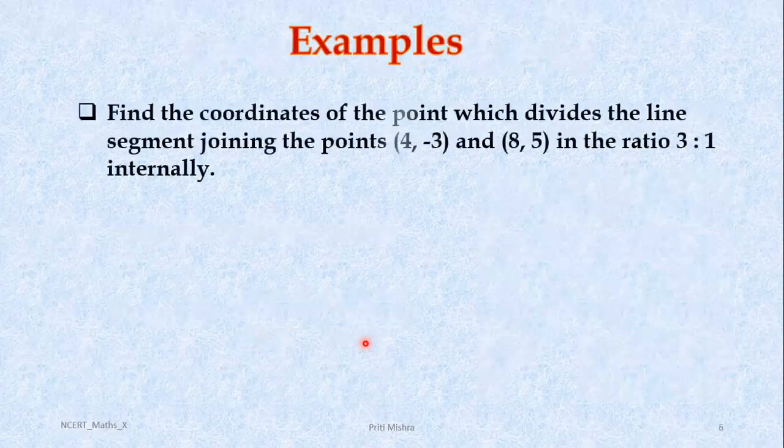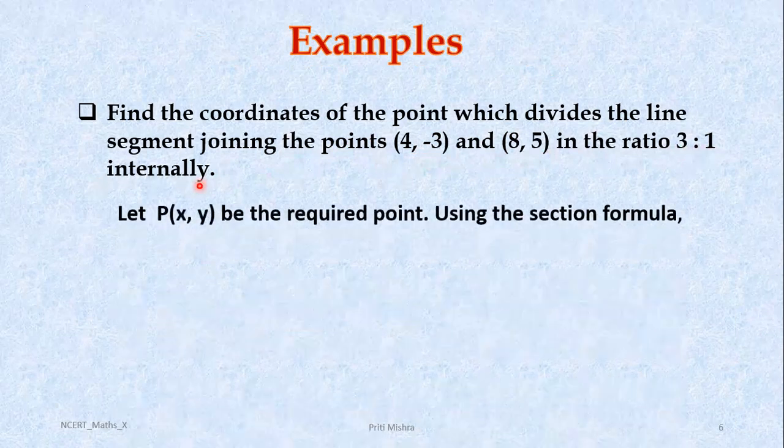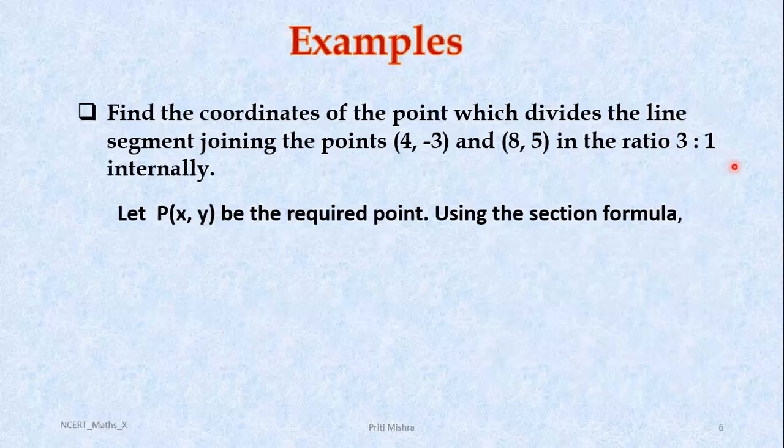Now let's have examples. Find the coordinates of the point which divides the line segment joining the points (4, -3) and (8, 5) in the ratio 3:1 internally. So let's consider that P(x, y) is the required point. Then we will use the section formula because we have here 2 points and the ratio is also given in the question. So this is x1, y1, x2, y2 and the ratio means m1 is to m2.